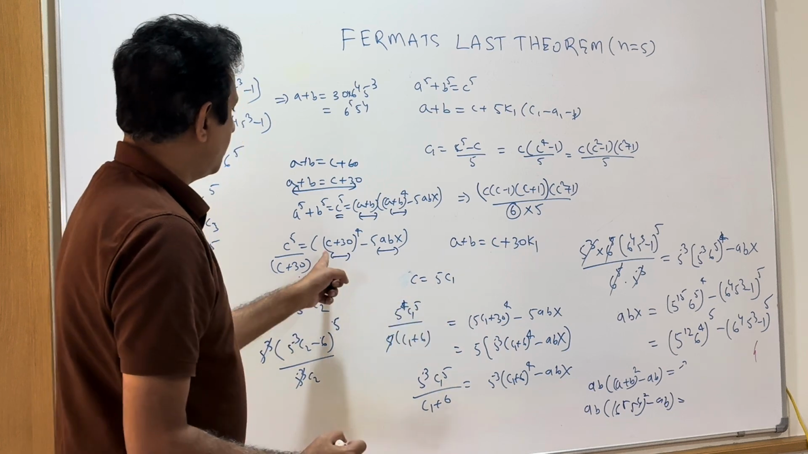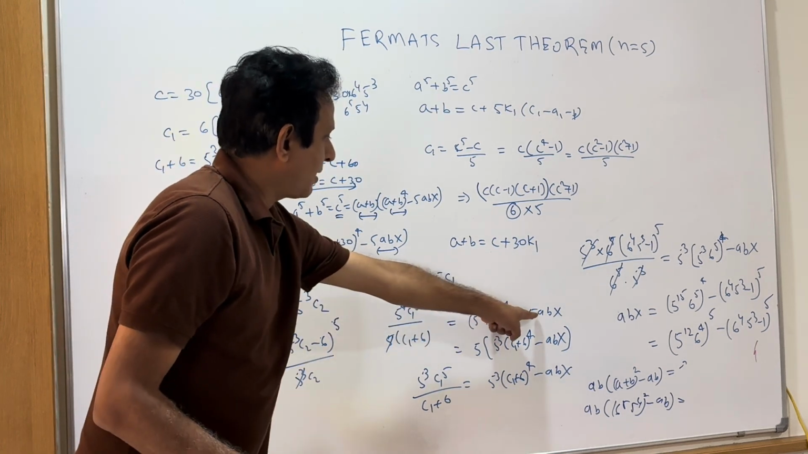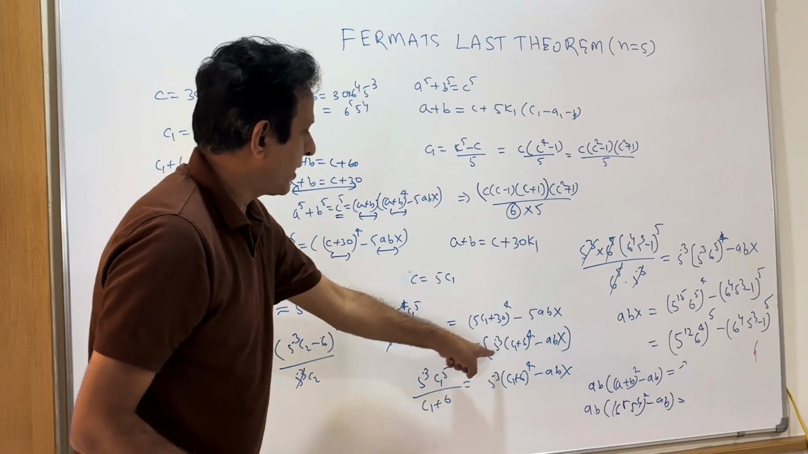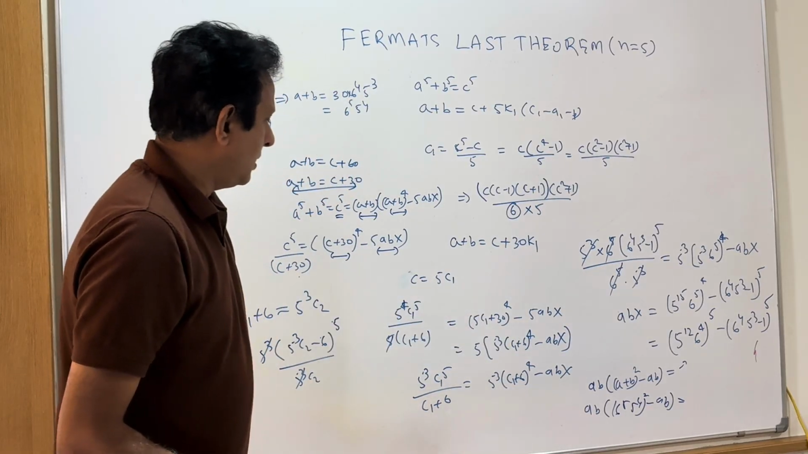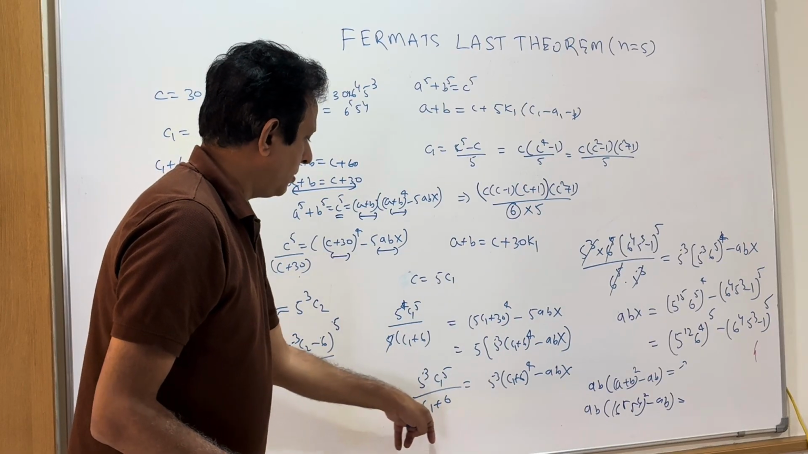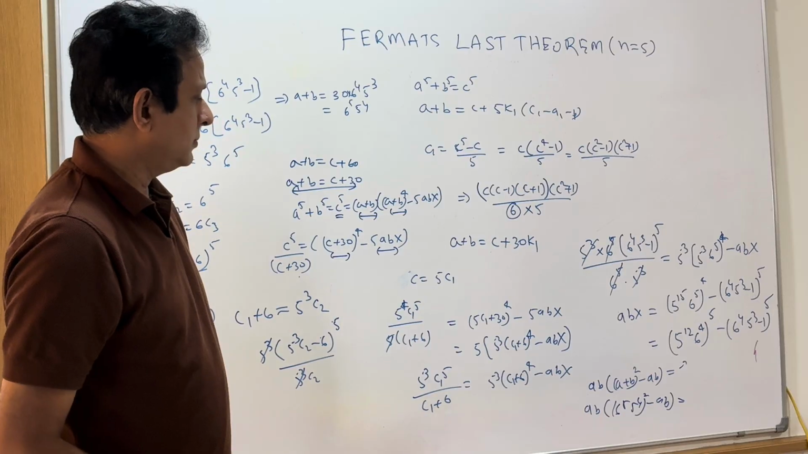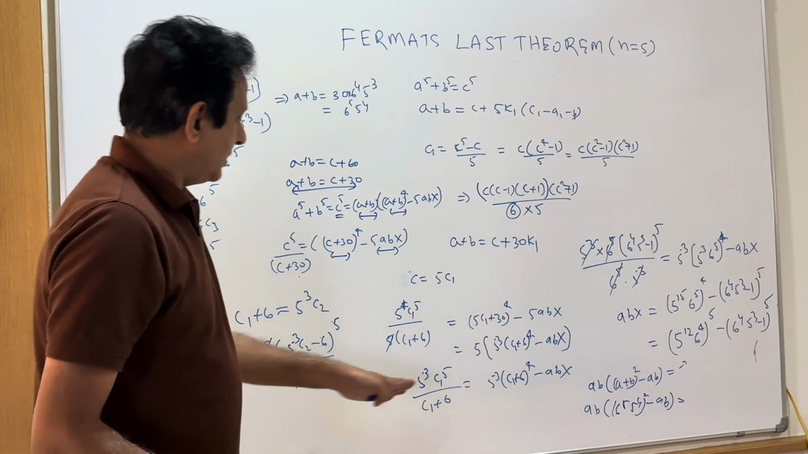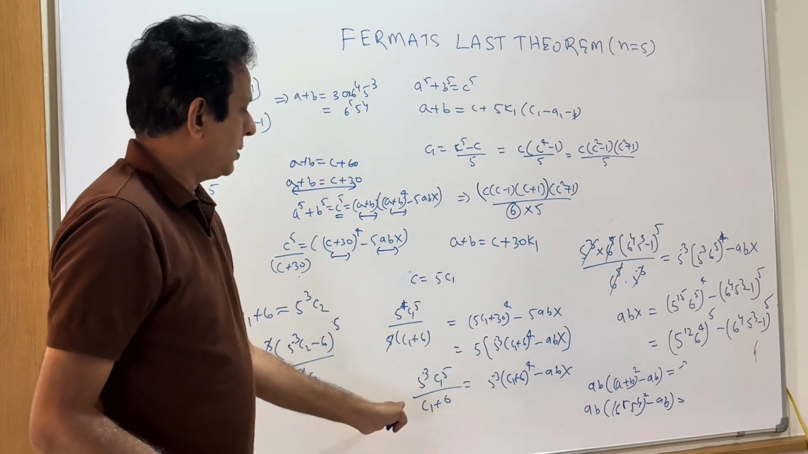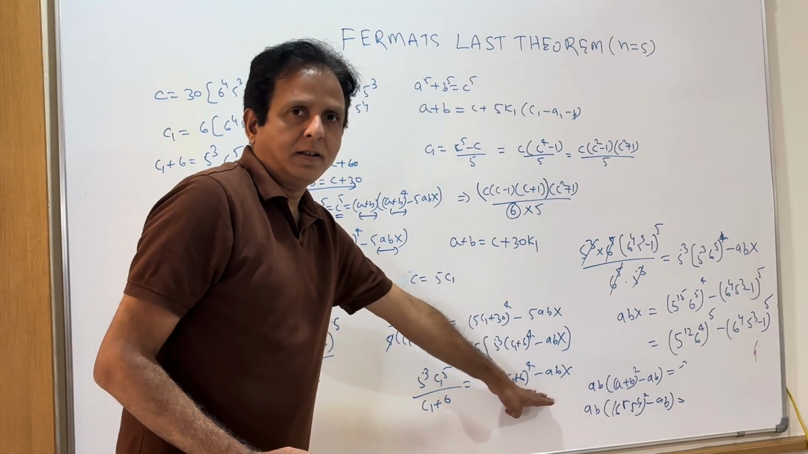That is also equal to c plus 30 power 4 minus 5x. So take 5 out of this equation, then you will have this equation. If you take 5 out, there is a 5 power 4 there. So 5 cube c1 power 5 by c1 plus 6 is equal to this. Once again, this left hand side is a 5 cube multiple, the right hand side cannot be a 5 cube multiple or a 5 multiple.